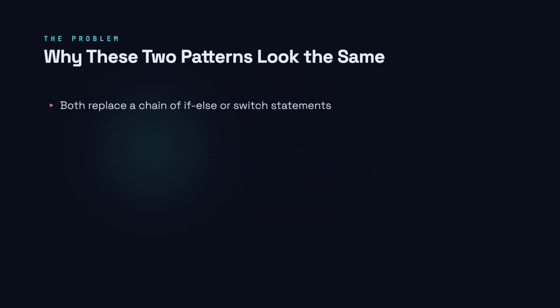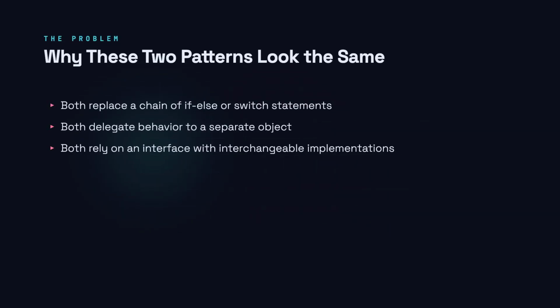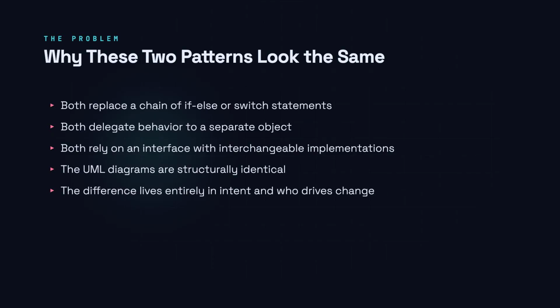When you first encounter strategy and state, it is tempting to treat them as the same pattern with a different name. Both extract varying behavior into separate classes behind a common interface. The confusion is real because the code scaffolding looks the same. What separates them is not the structure but the reason you reach for each one, and understanding that reason is everything.